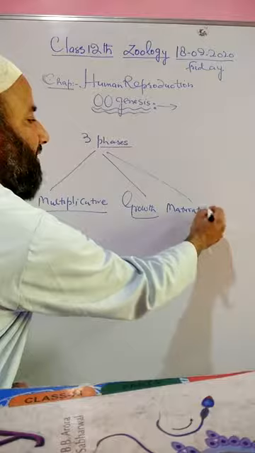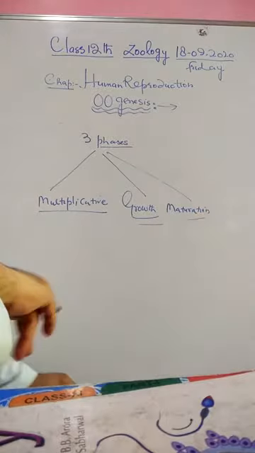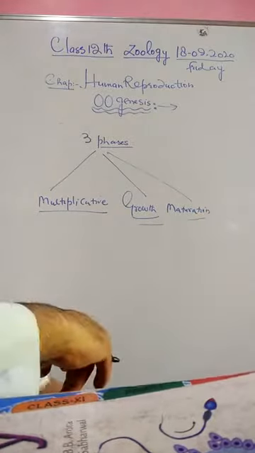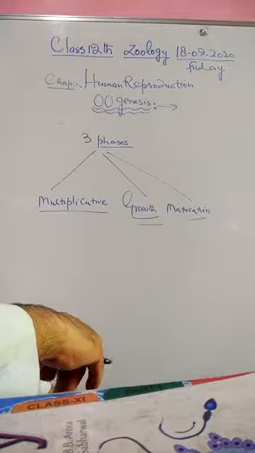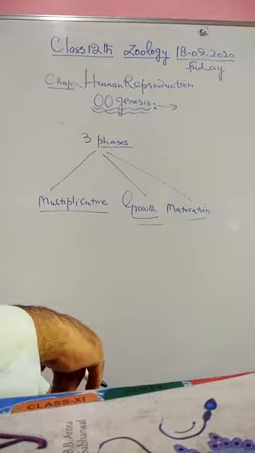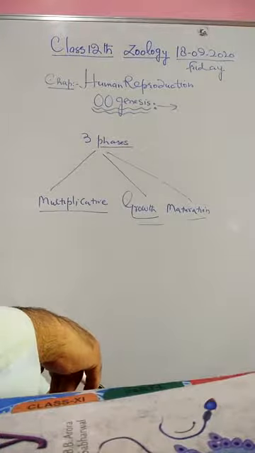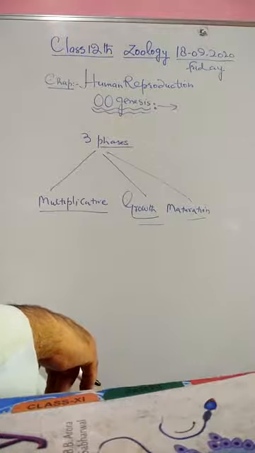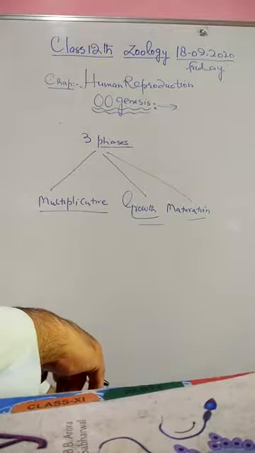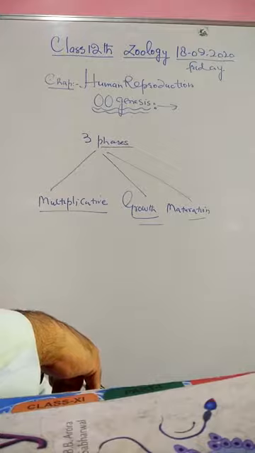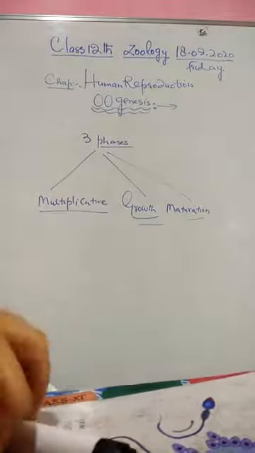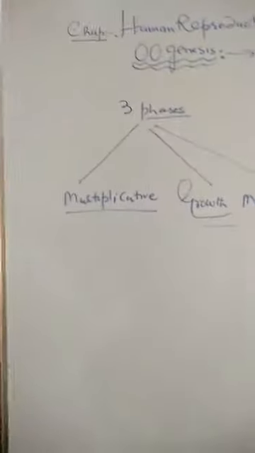Through these 3 phases, multiplication takes place. Multiplication means increase in the number of cells. Growth and development take place, meaning increase in size, shape and volume. And the maturation is the formation of the complete egg or ova, that is the maturation phase. This is all about the summary of oogenesis.